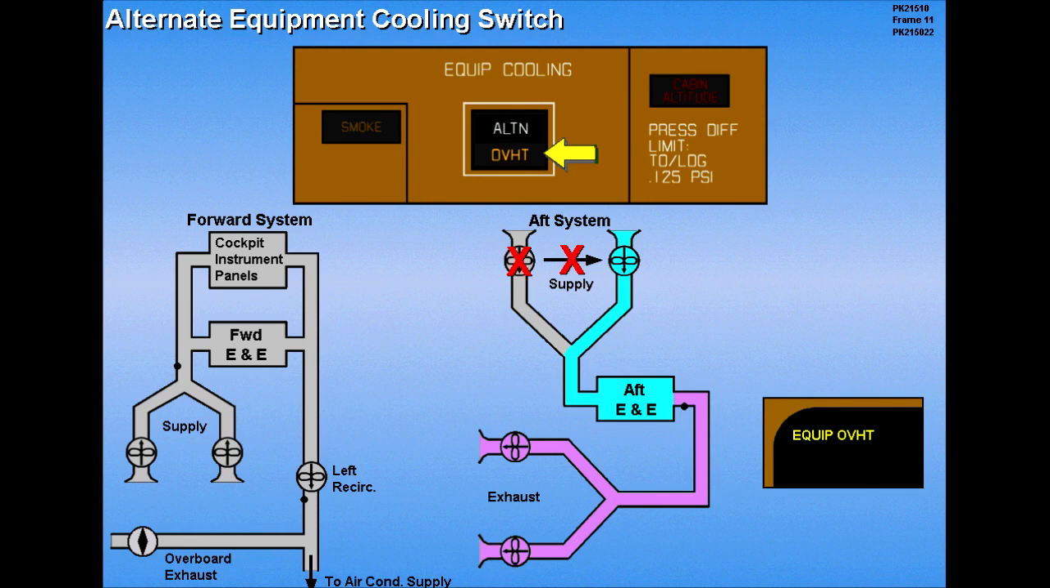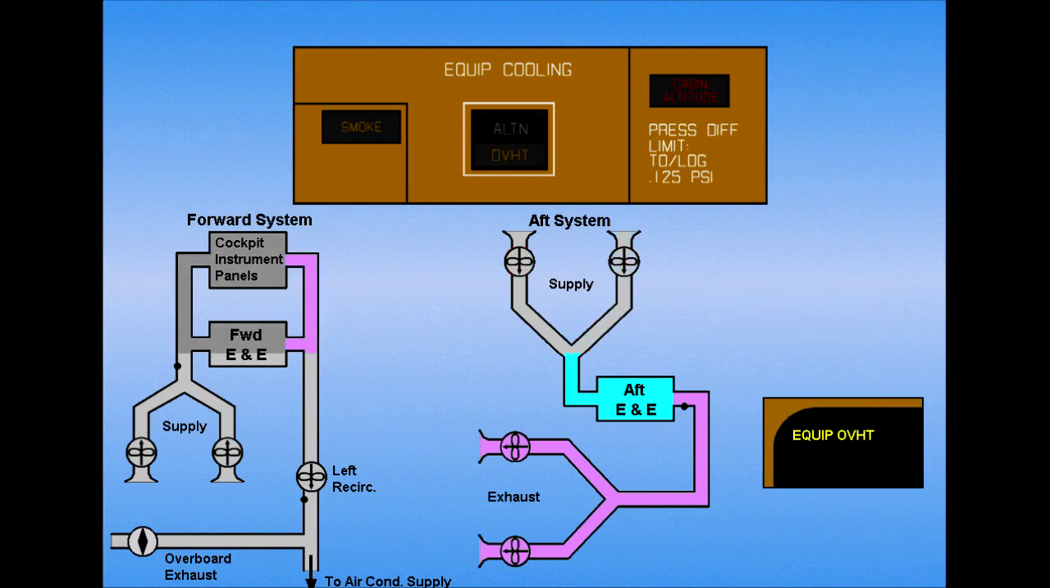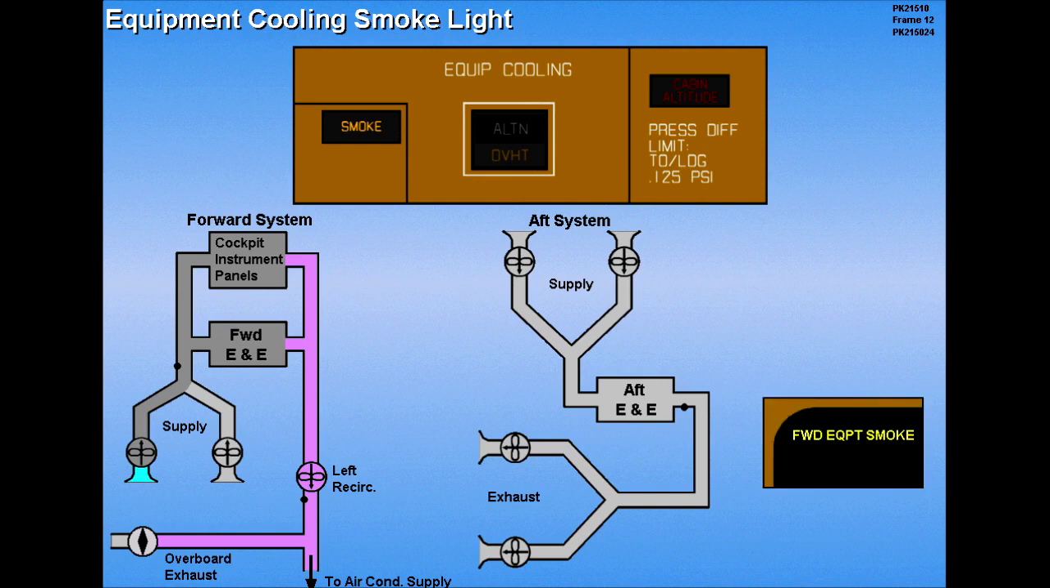If the overheat light does not extinguish, flight beyond 90 minutes can result in the loss of essential avionics and electronic equipment. An equipment cooling smoke light will illuminate if smoke is detected in the forward or aft equipment cooling system, accompanied by an ICAS advisory message.